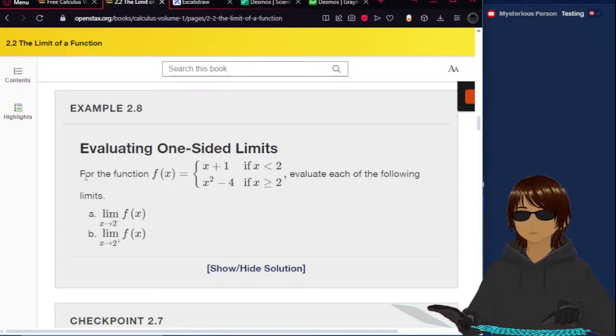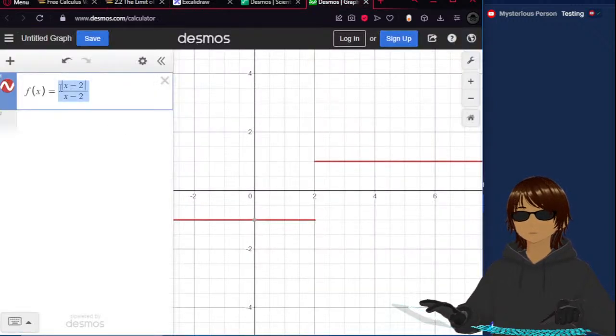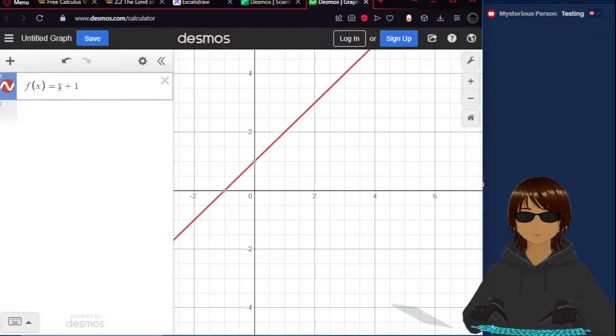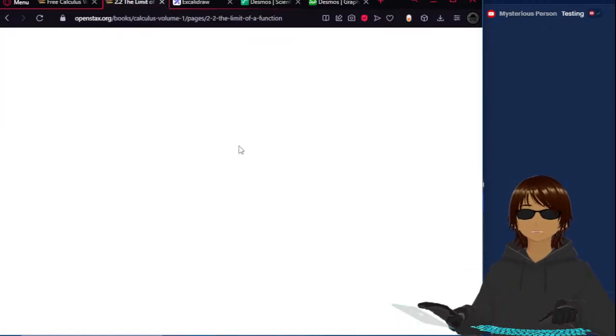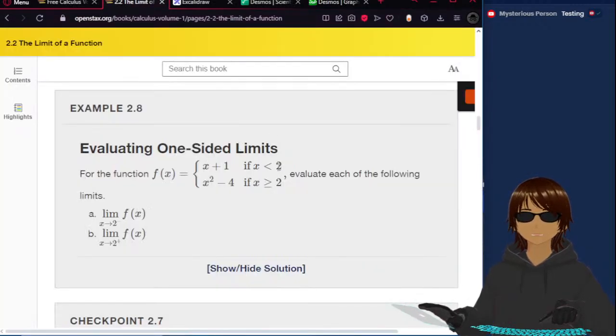For the function f of x equals x plus 1 for x less than 2, and x squared minus 1 for x more than or equal to 2, evaluate each of the following. We can just do it here.